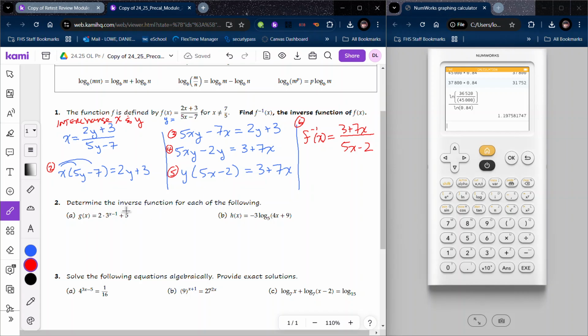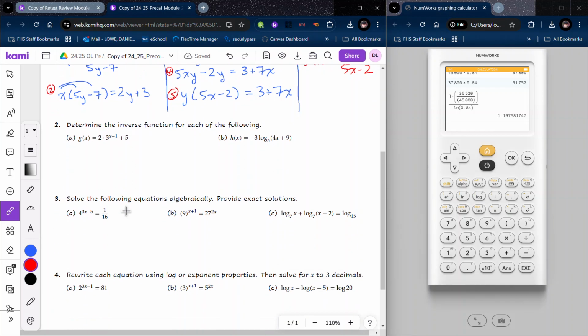Now, what if we didn't have a rational function? What if we had an exponential function? We can still approach it in much the same way. We can interchange x and y. So we could say x is going to be equal to 2 times 3 to the y minus 1, plus 5. Let me subtract 5 from both sides. That means that x minus 5 is going to be equal to 2 times 3 to the y minus 1. Let me divide both sides by 2. So (x minus 5) divided by 2 is going to be equal to 3 to the y minus 1.